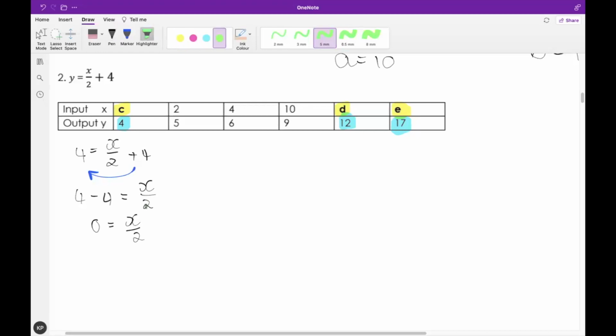Now, I have a divide by 2. What's my inverse operation for divide by 2? Times by 2. You're going to times both sides by 2. These ones are going to cancel out. And on my left-hand side, I have 2 times 0. So what's my answer? Therefore, x is equal to 0. Beautiful, guys.